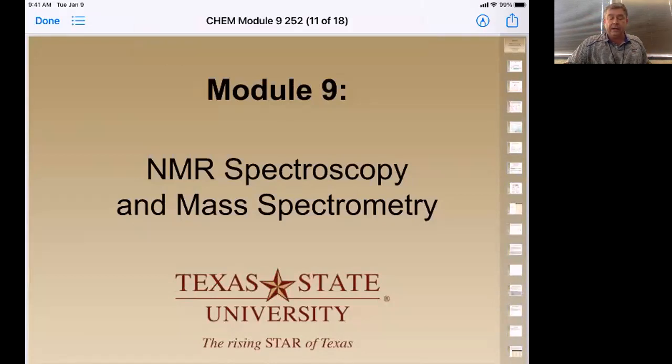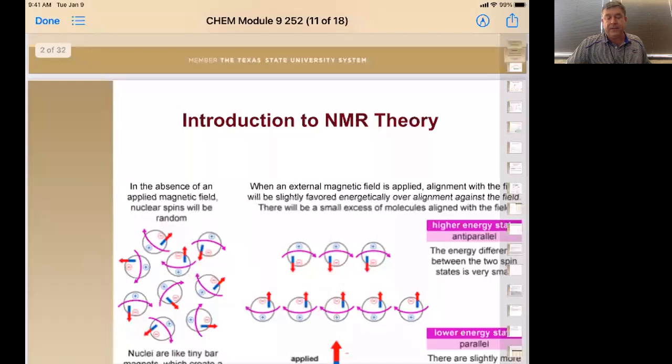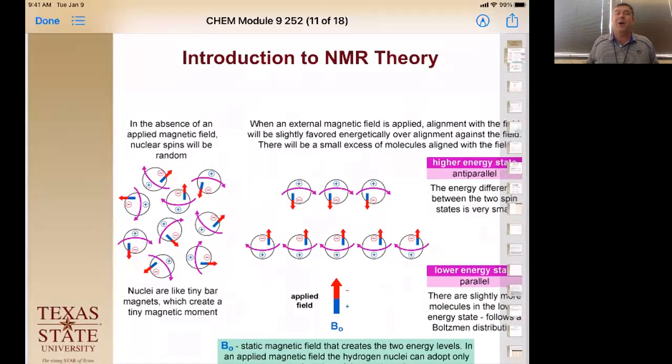Let me tell you what the name means. NMR means nuclear magnetic resonance spectroscopy. So that means we're going to be looking at the nucleus of individual atoms. In IR, we were looking at the bonds between two atoms, and we were using infrared radiation, which was part of the electromagnetic spectrum.